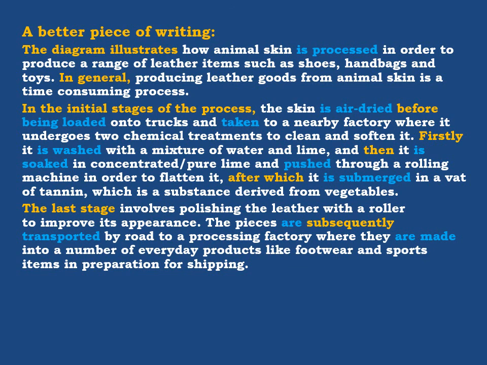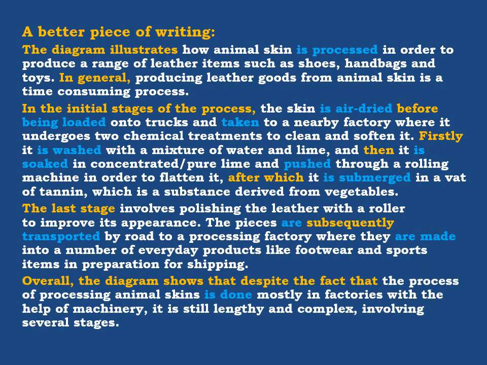The pieces are, here why are? Because pieces, we have pieces, okay? And then we use the sequencing word, which is subsequently transported, are transported, this is a passive, by road to a processing factory where they are made into a number of everyday products like footwear and sports items in preparation for shipping. So this is a detailed description of the steps of producing leather goods.